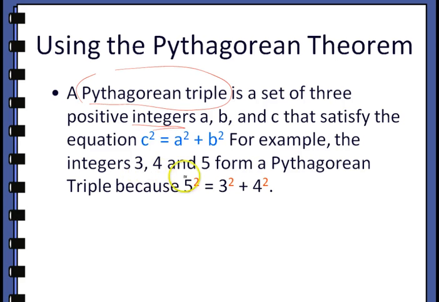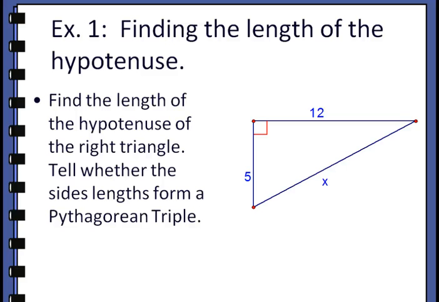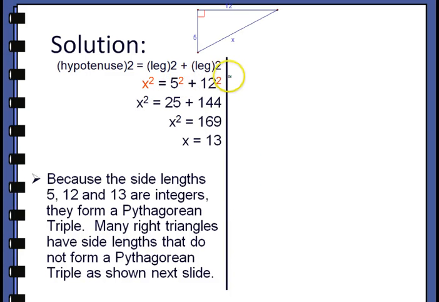So for example, 3, 4, 5 is a Pythagorean triple because 3 squared plus 4 squared is equal to 5 squared. All right, so if we're just trying to find the length of the hypotenuse of a right triangle, and then we're trying to tell whether the side lengths form a Pythagorean triple. So obviously, to do this, we just square 5 and 12. We get 25 and 144. And when we take the square root of 169, we get 13. And since these are all positive integers, they do form a Pythagorean triple. So another Pythagorean triple is 5, 12, 13.